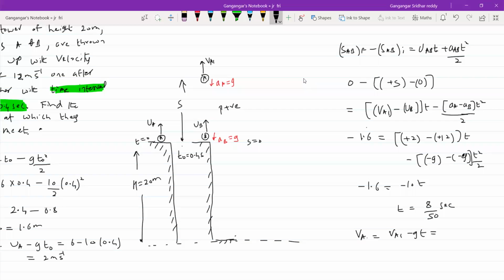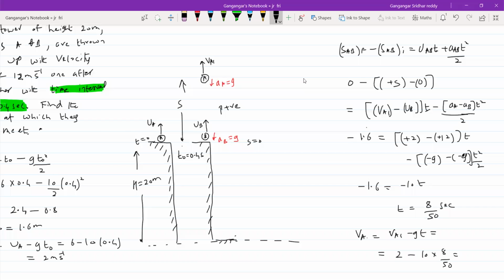Okay, 8 by 50. So substitute this. What is this T? T is the time after A got projected, so you should not write 0.4. We are discussing all this problem. When B starts projecting, from there I'll measure this time T. Okay, fine. So the value of VA is 2 minus 10 times 8 by 50.